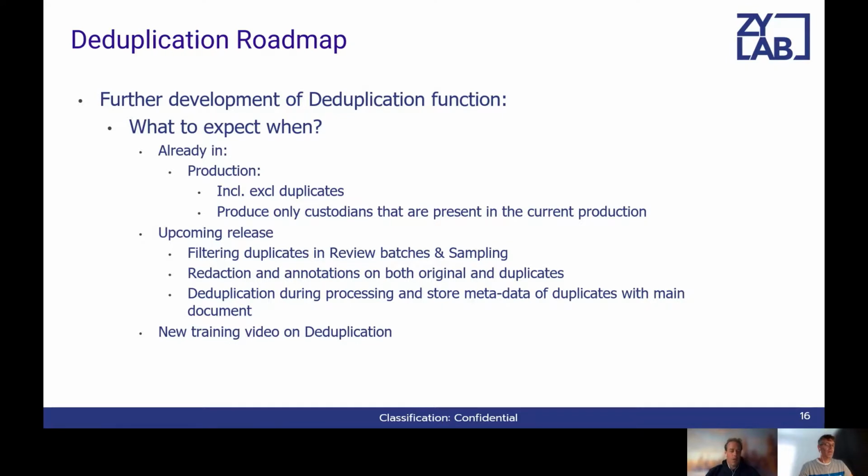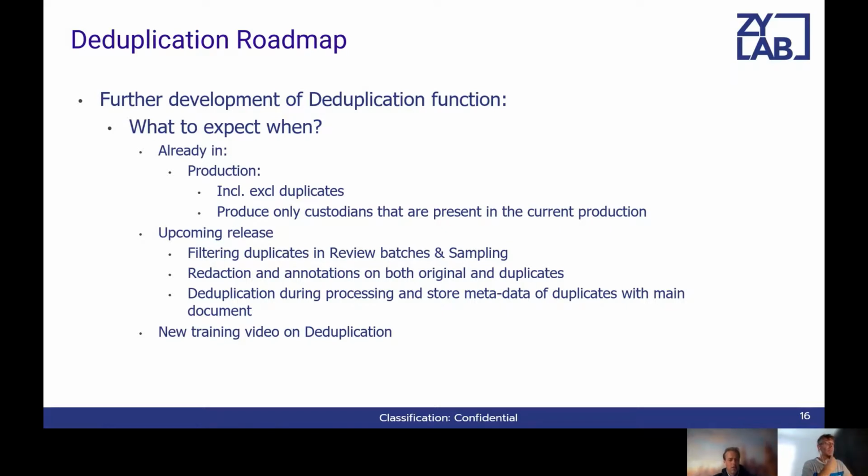So this will prevent the other custodian names from being leaked, and the same for the sources, and also actually the same for the duplicate count. So we only produce out the count of the duplicate count of this document in the current production and not in your entire matter. And that's already in.